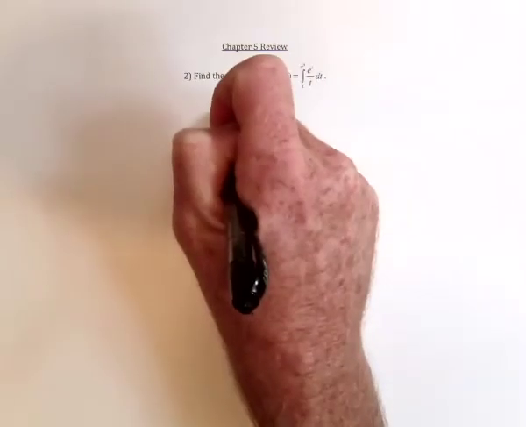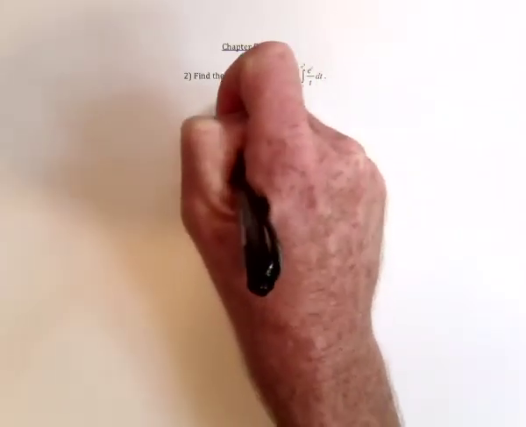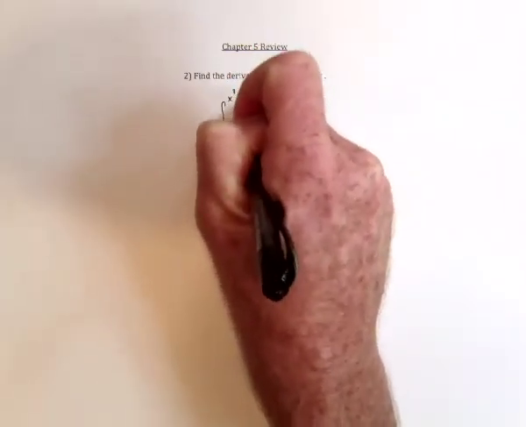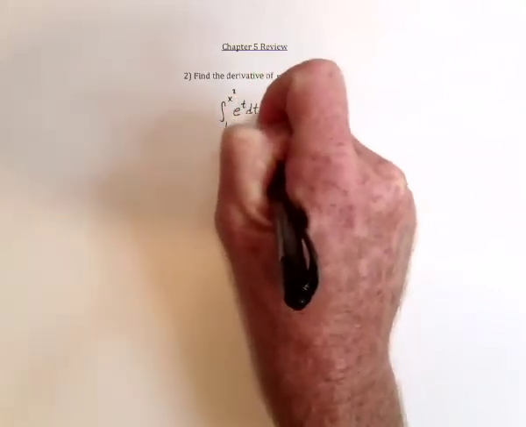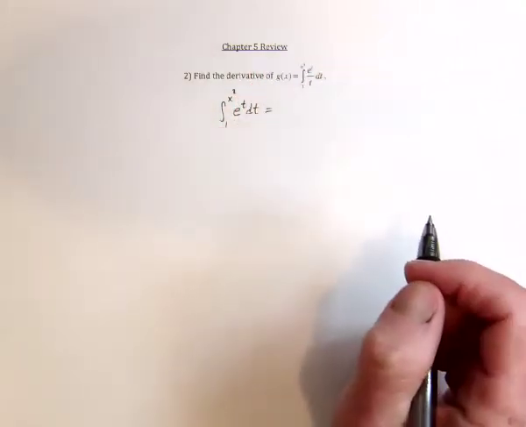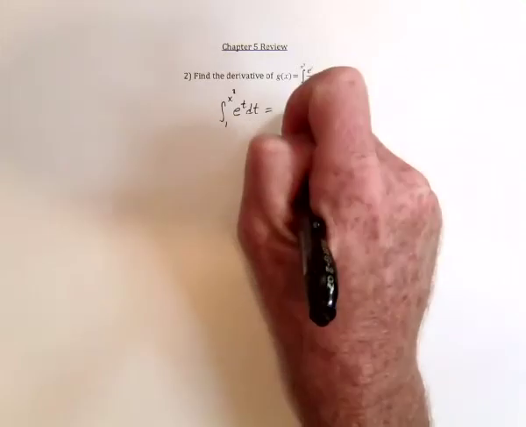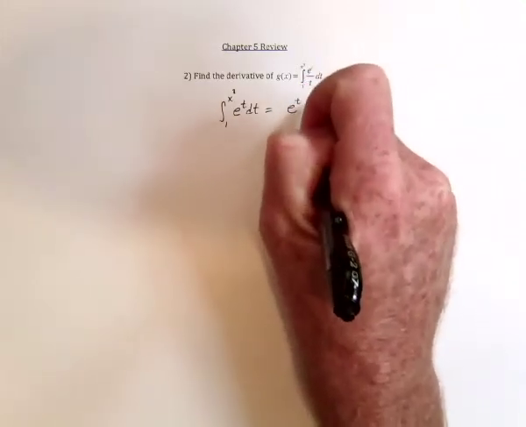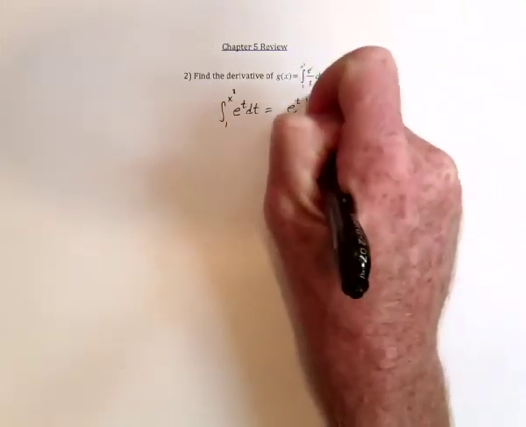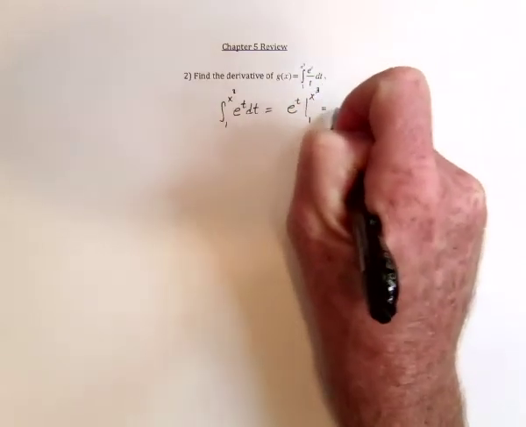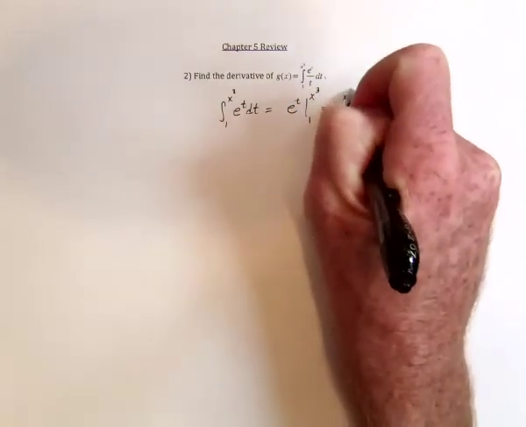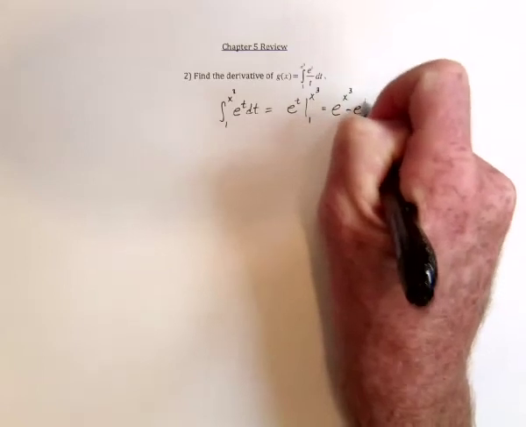What if it was integrate just e to the t. So this one, the antiderivative is e to the t, and then evaluate that from 1 to x cubed. So we'd have e to the x cubed minus e to the 1.